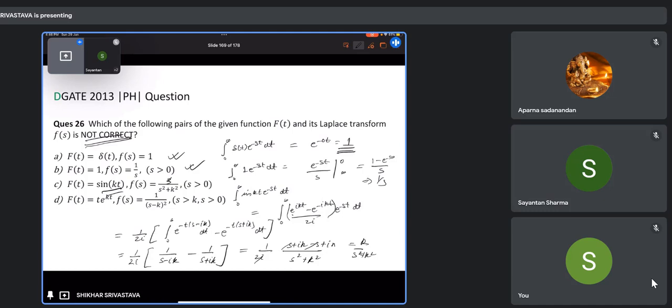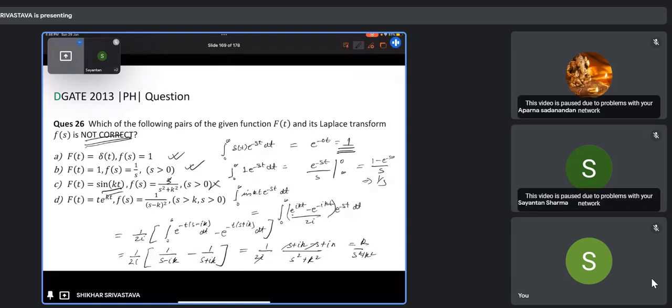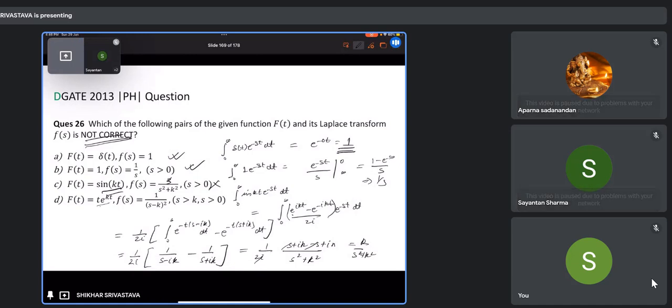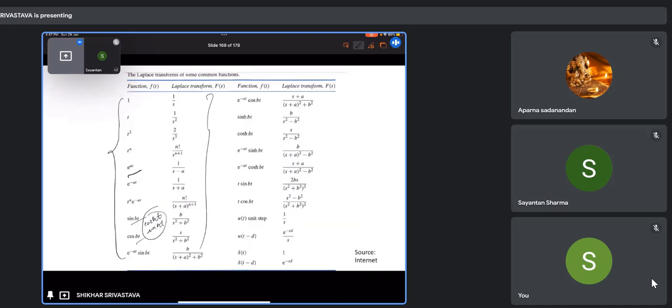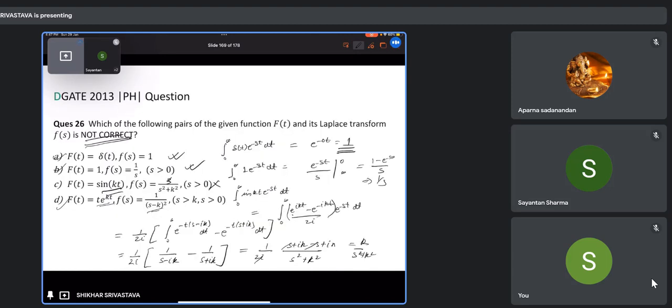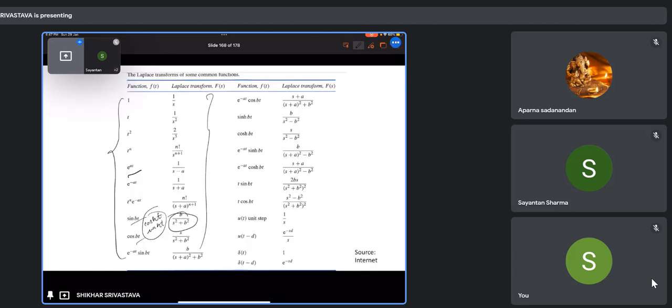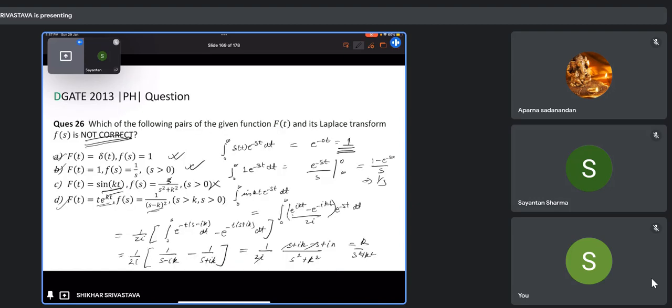But in the question they have given s upon, so this is wrong. Similarly, when you find the Laplace transform of the other, you will get this. So options A, B, and D are correct, and option C is not correct. If you remember the formula, you don't have to solve all these things. You can easily know that the transform of sine of kt is some constant upon s square plus b square. So no need to solve; you can easily find out that this option is the wrong one. Clear, right?